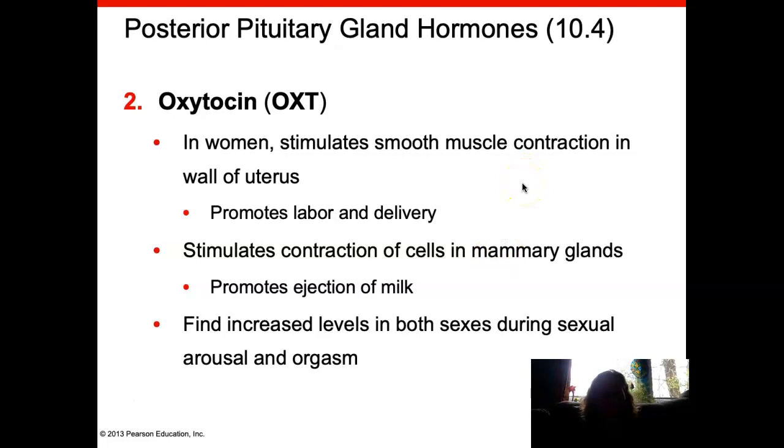And then oxytocin stimulates smooth muscle contraction during delivery. It also promotes the ejection of milk. So women who have had babies and who breastfeed have this feeling called milk letdown, where during suckling, the oxytocin is going to stimulate the release of the milk from the glands into the ducts and to the nipple. This is a particular feeling that they can feel in their breasts. And oxytocin also has something to do with sexual arousal.